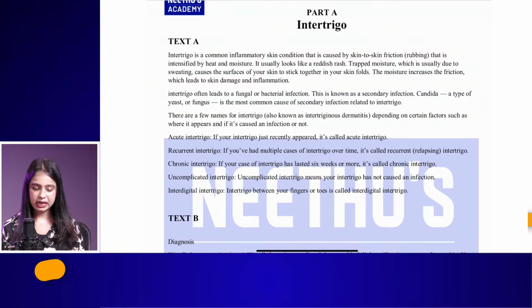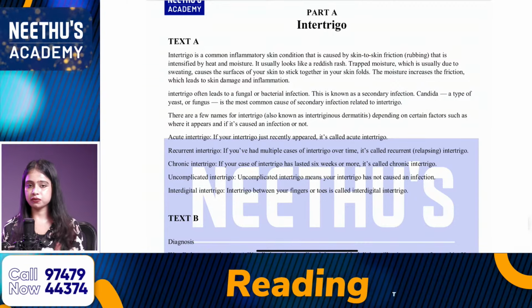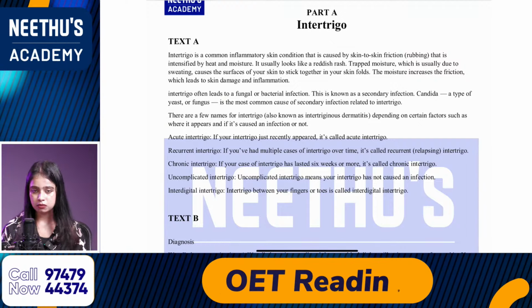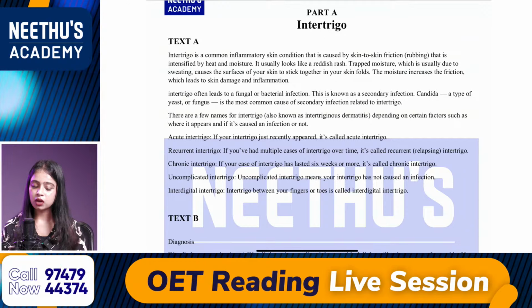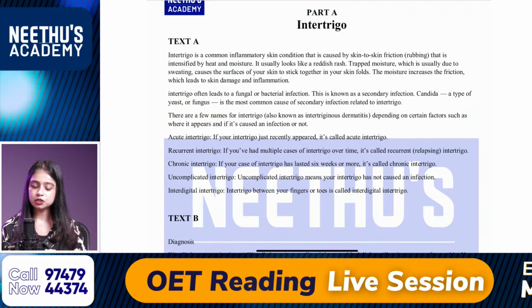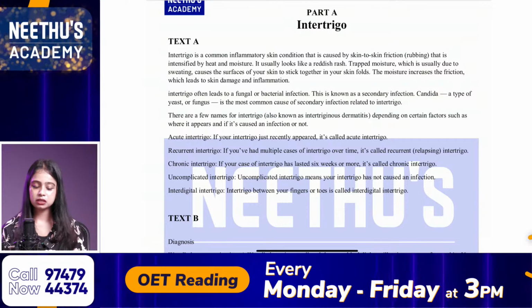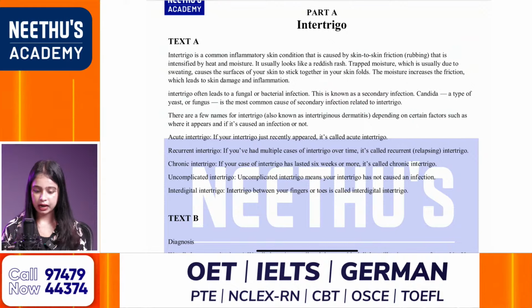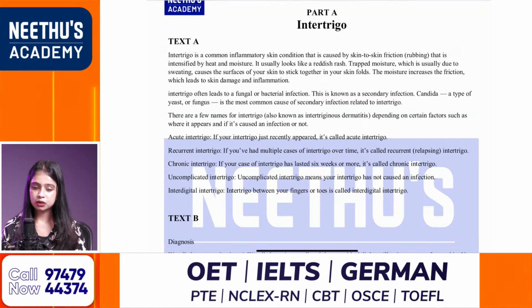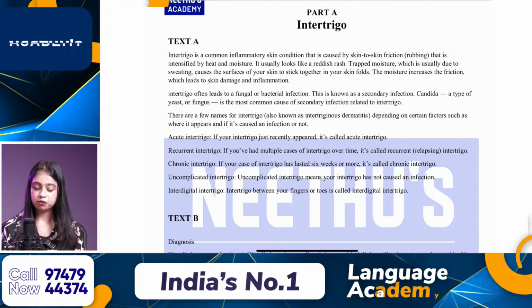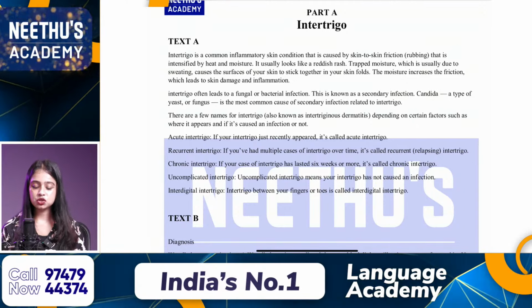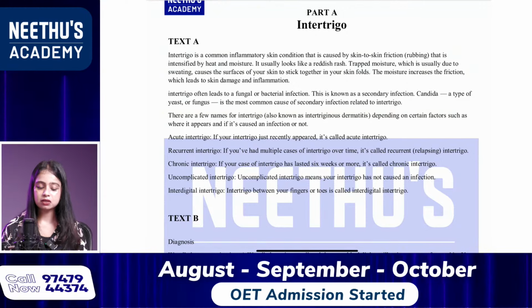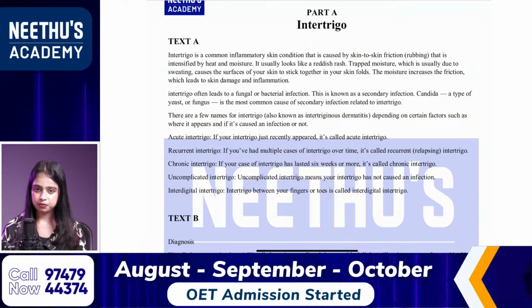Please read the text and tell me what your keywords are. If possible, let me know in the comment box what your keywords are from text A, B, C and D. Intertrigo is a common inflammatory skin condition that is caused by skin to skin friction or rubbing that is intensified by heat and moisture. It usually looks like a reddish rash. Trapped moisture, which is usually due to sweating, causes the surfaces of your skin to stick together in your skin folds. The moisture increases the friction, which leads to skin damage and inflammation.